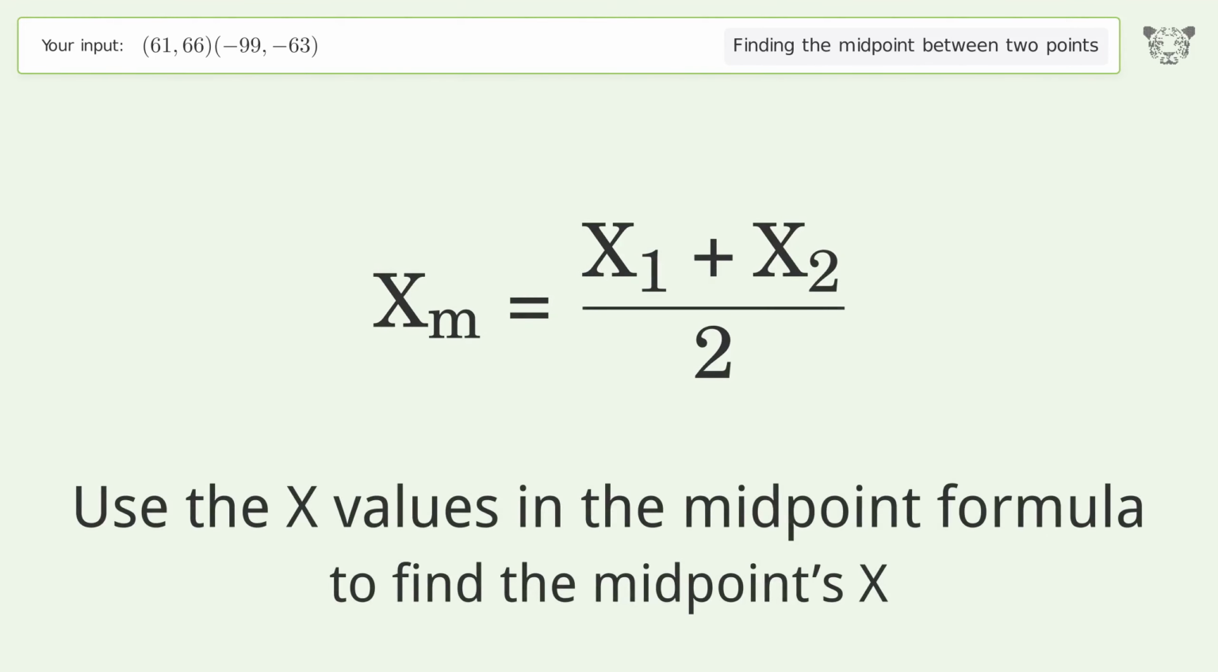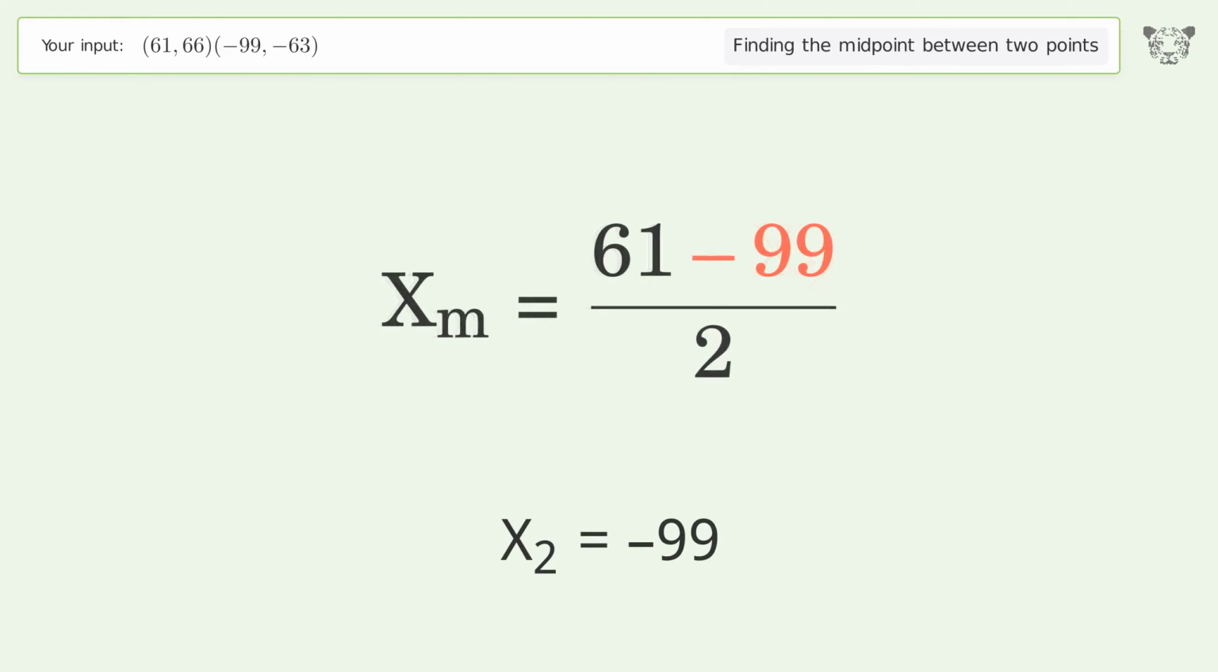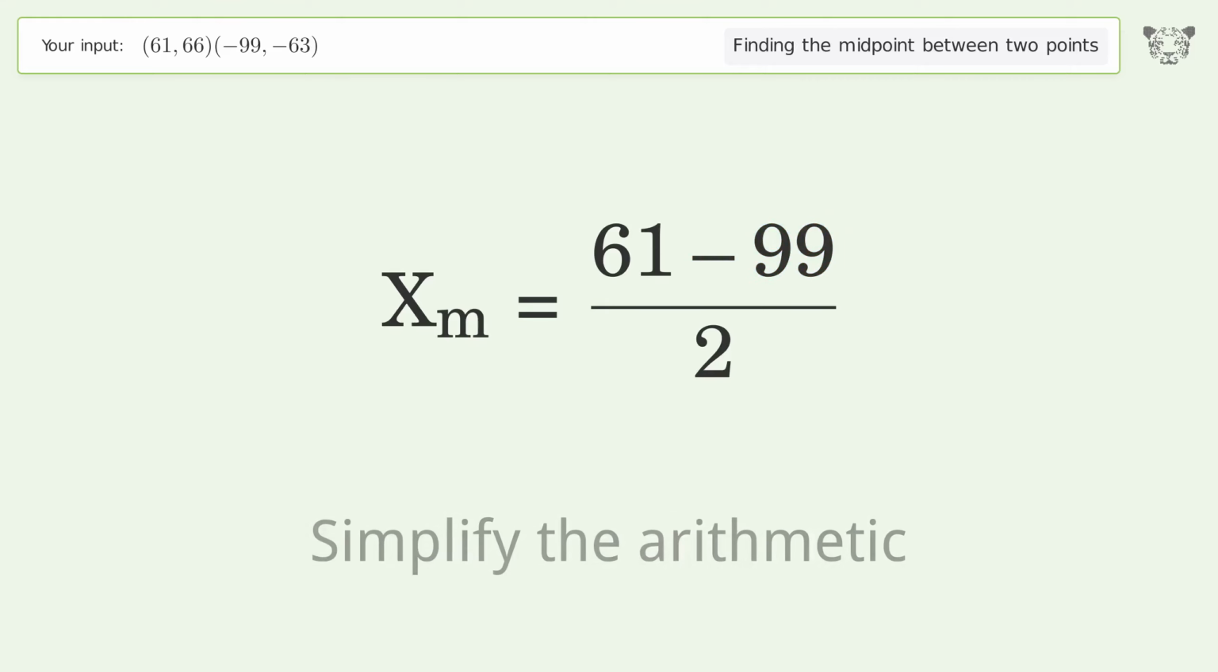Use the x values in the midpoint formula to find the midpoint's x. x1 equals 61. x2 equals -99. Simplify the arithmetic.